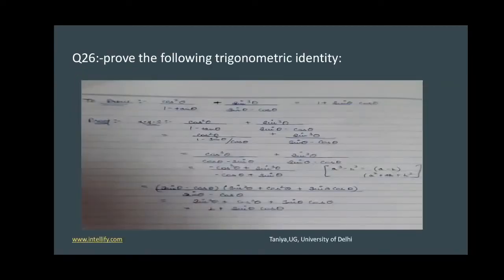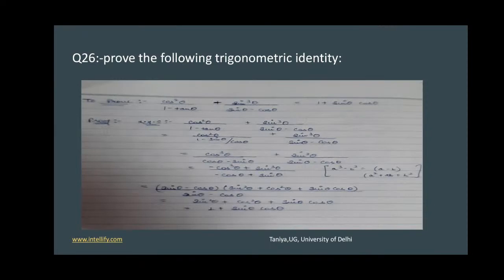Next question is: prove the following trigonometric identity. The left hand side of the given identity is cos²θ/(1 − tan θ) + sin³θ/(sin θ − cos θ). So can we write tan θ as sin θ by cos θ?